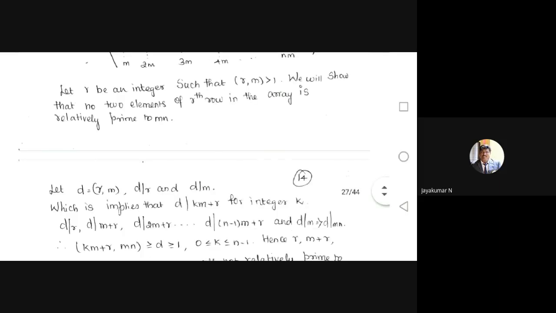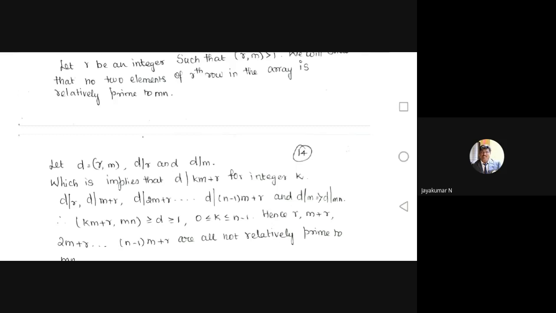So let the GCD between R and M be D. So D is the GCD between R and M, which means D divides R and D divides M. If D divides R and D divides M, then D divides Km plus R for any integer K.